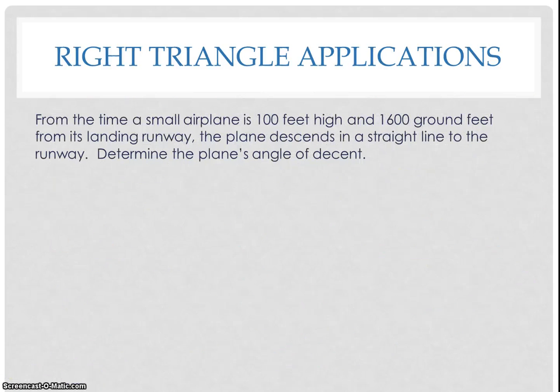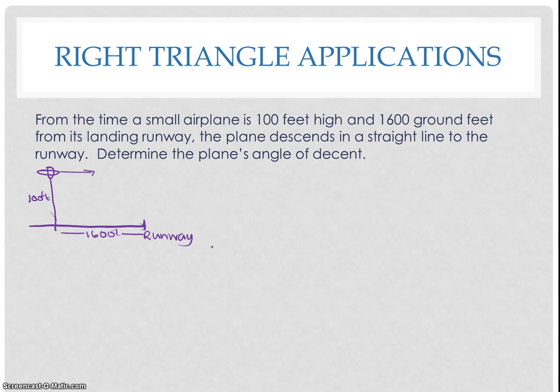Okay, this problem involves an airplane, which is 100 feet high. So here's the ground, and here's my lovely airplane, which is going to be flying in this direction. It's 100 feet high, so I have 100 feet. And it is 1,600 ground feet from its landing runway. So let's just say that this is the runway here, and it's 1,600 ground feet. So this distance along the ground is 1,600 feet to the runway.